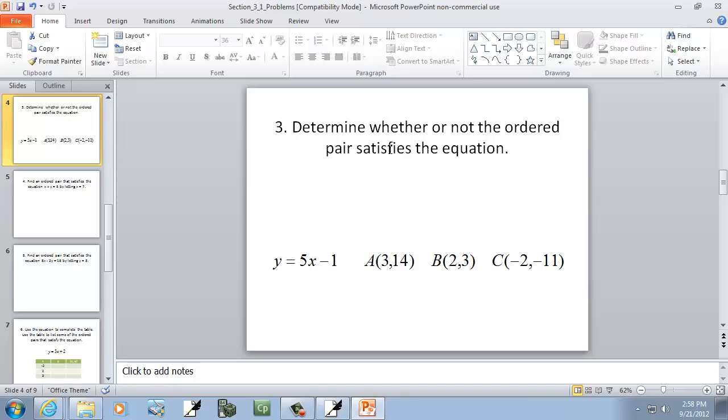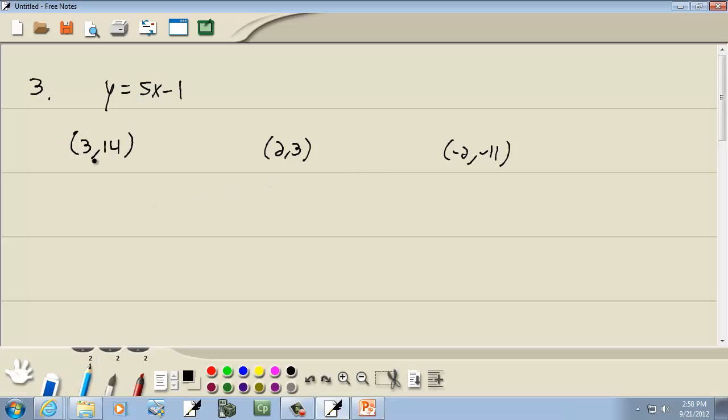Determine whether or not the ordered pair satisfies the equation. Ordered pair means point. What they want you to do is, they give you this point, this is your x and this is your y. They want you to plug that into your equation. So we're going to plug those into y is equal to 5x minus 1. We said y is 14 equals 5 times x, and x is 3, minus 1.